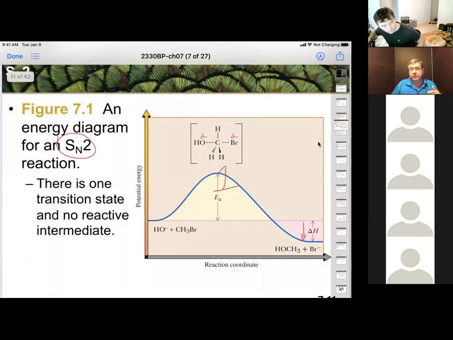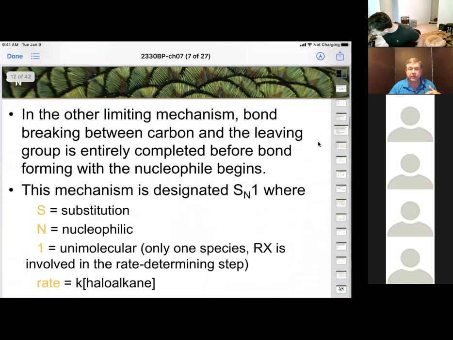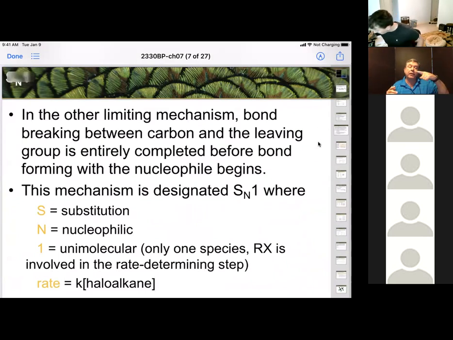Okay. So what's the other extreme? Well, if the first one is a bond being made while a bond is breaking, then the other extreme means you have to break the bond first and then come in and make a new bond, right? So that means you have to have the leaving group leave first. The bromine has to leave first, giving us a carbocation. And then once we have that, it's only dependent on the concentration of the haloalkane.